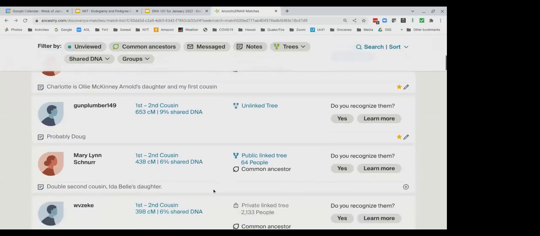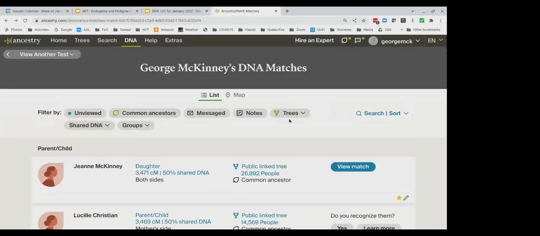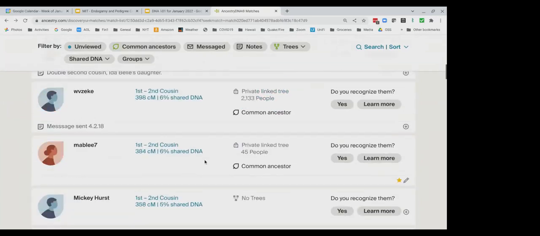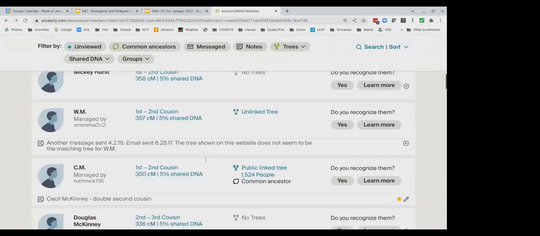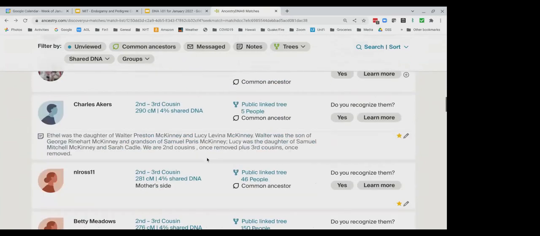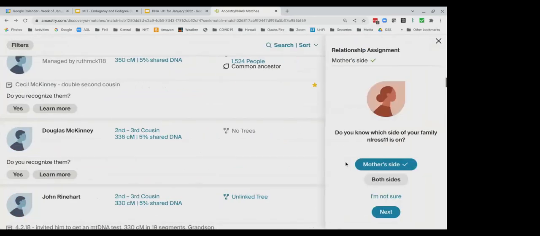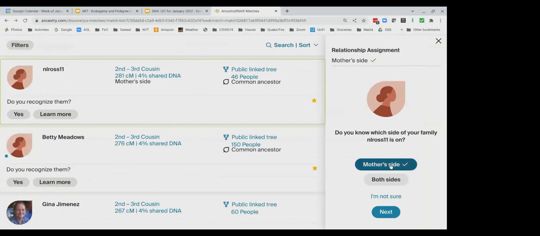So we're back to my DNA matches, and I want to go down to NL Ross. We're going to just keep going down till we get to NL Ross. Here's NL Ross, so we can go through this process. I recognize NL Ross. NL Ross is on my mother's side.